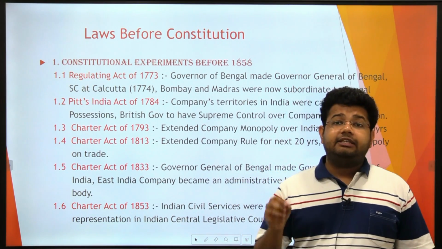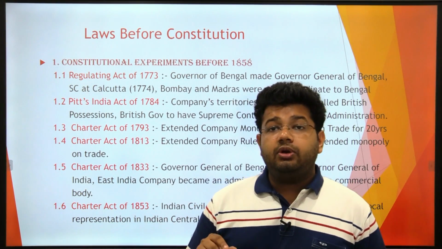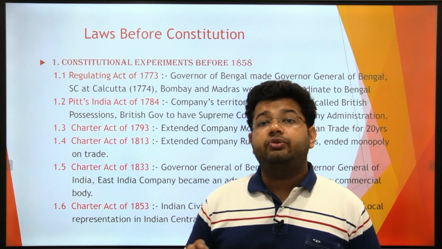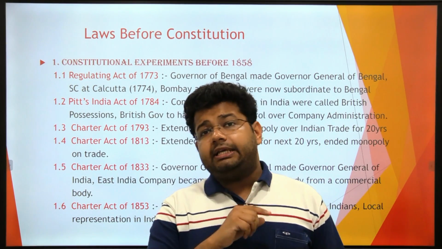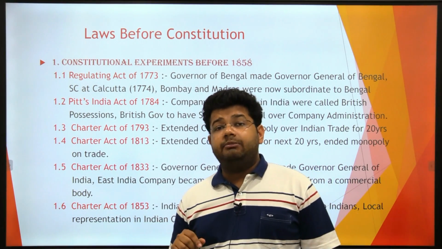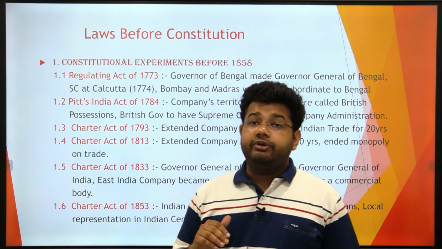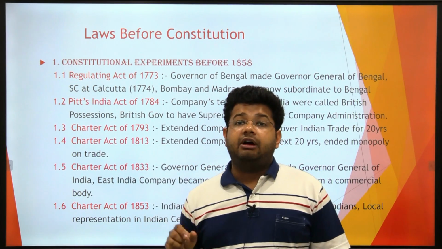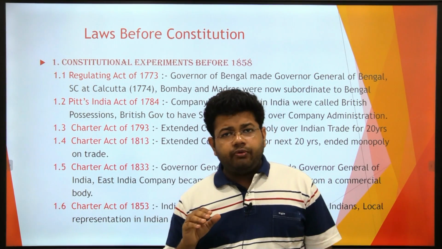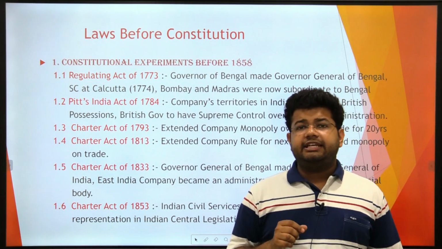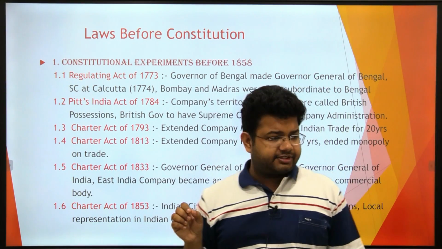Through Charter Act of 1833, the first important thing that was done was that the Governor General of Bengal was now made Governor General of India, which meant that now not only were the presidency towns of Bombay and Madras subordinate to the office of Governor General of India, however, their legislative powers were also taken away. Now, they could also not make laws. So, over here, we find a centralizing tendency. Power has been centralized in one office through these acts.